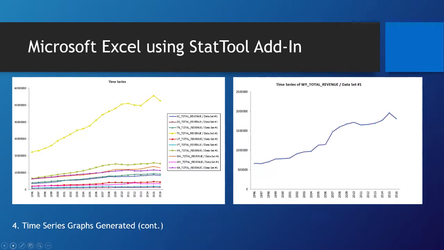This slide contains the last 2 time series graphs we were able to generate using the StatTool add-in. The graph on the left has the total revenue of 10 states. And then, of course, we had 1 left over, and that is what is apparent on the graph on the right, which would be the total revenue for the years 1996 through 2015, and, of course, our forecasted 2016.